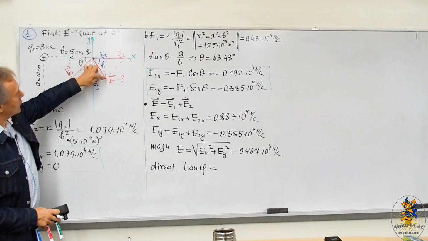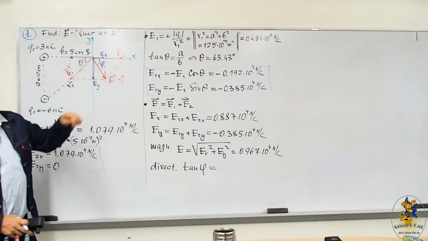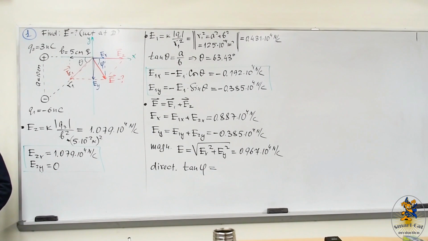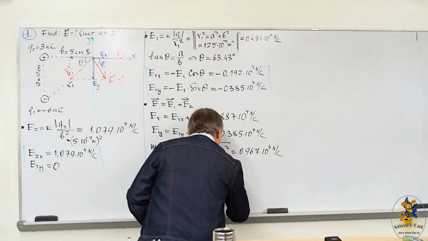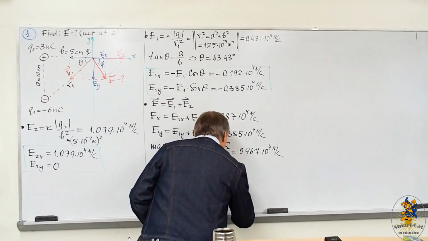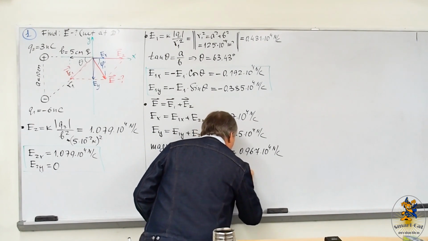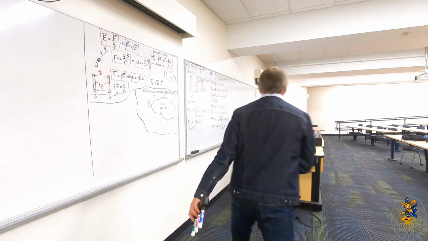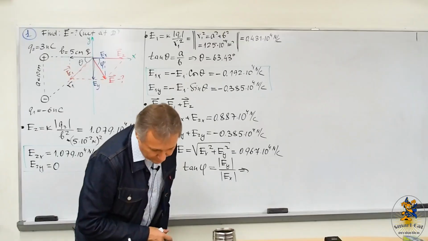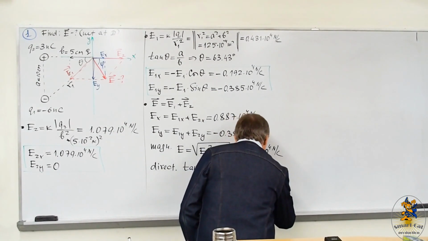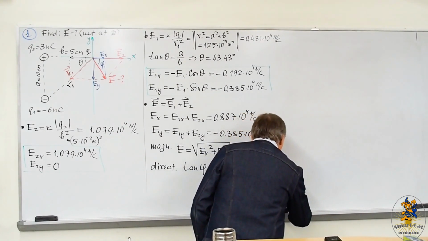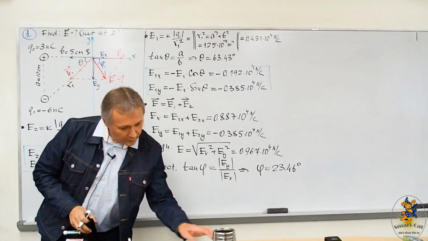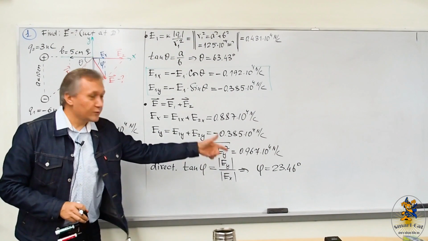Opposite side of this triangle, which is the absolute value of the y component, over the adjacent side, which is the absolute value of the x component. E sub y divided by absolute value of E sub x. Again, you can take arctangent or inverse tangent. Of course, you will get phi. Okay, and that will be 23.46. Phi equals 23.46 degrees.